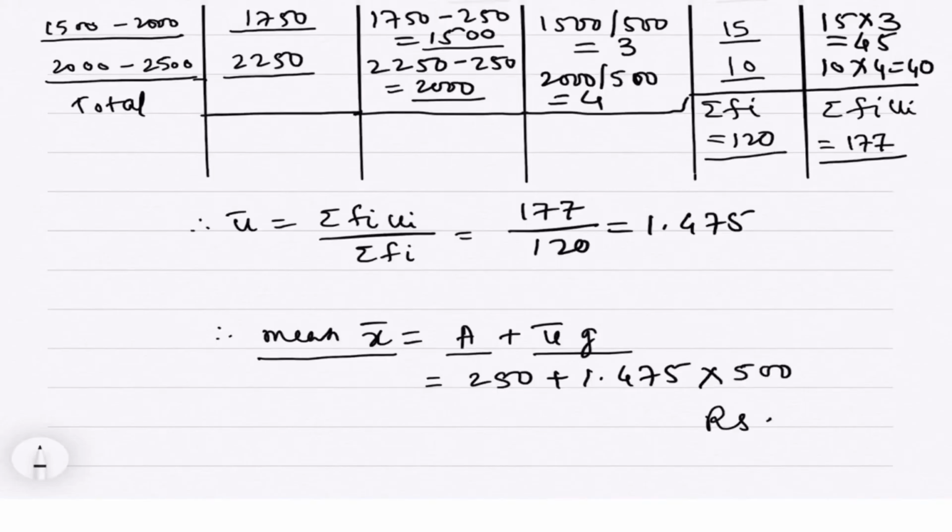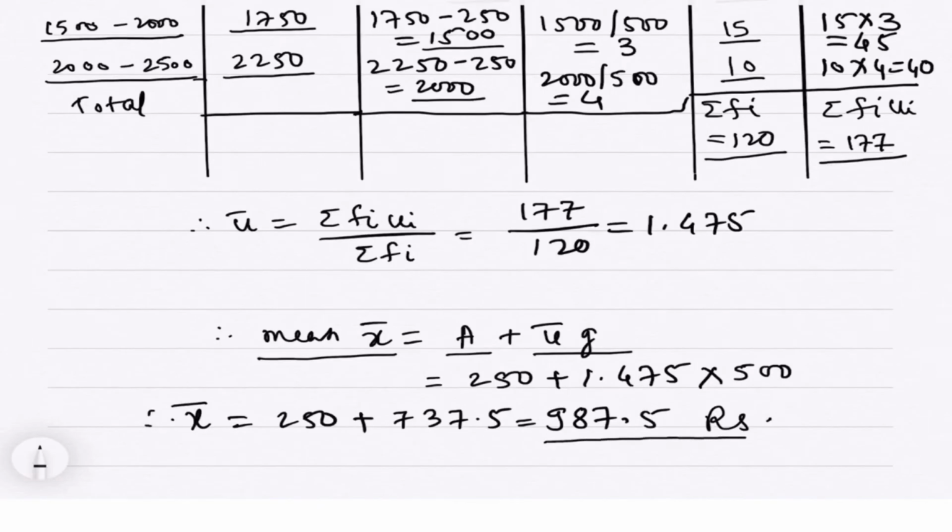So this is 250 plus 737.5 adds up to 987.5. So our mean x bar equals 987.5 and in rupees.